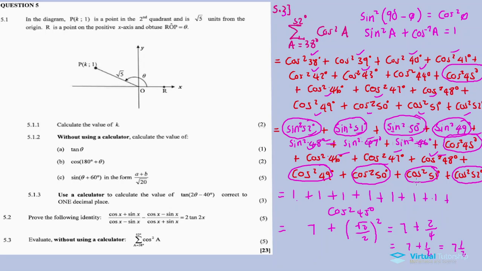Now 5.3 concludes question 5, the final. This is the final question for this question 5. In the description box you'll find links for other questions you want recorded for this question paper.